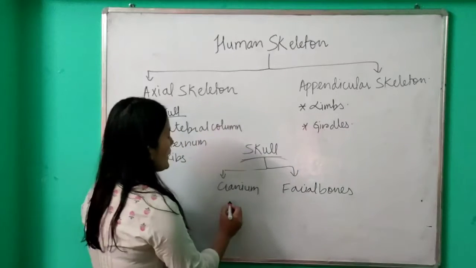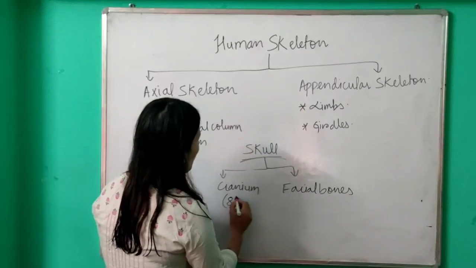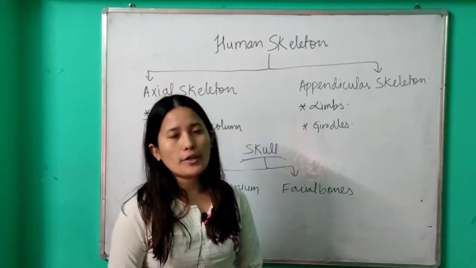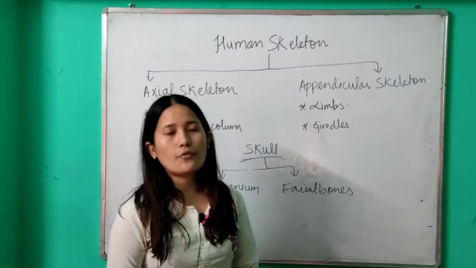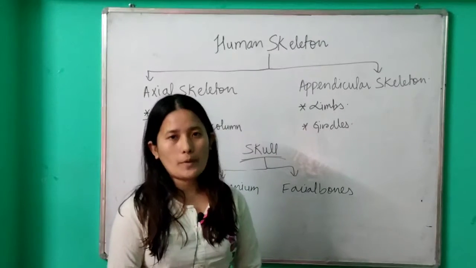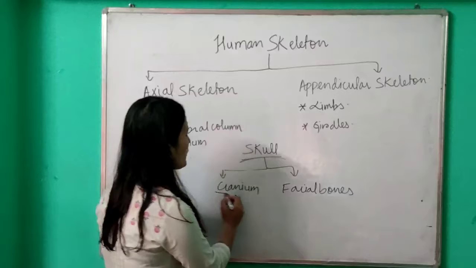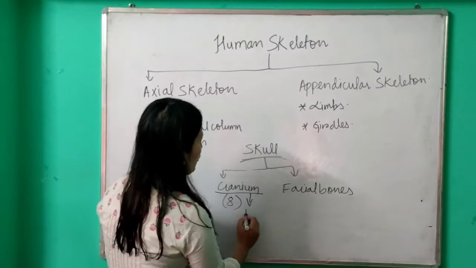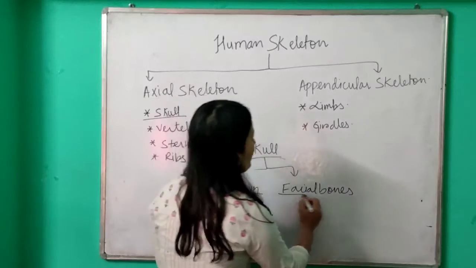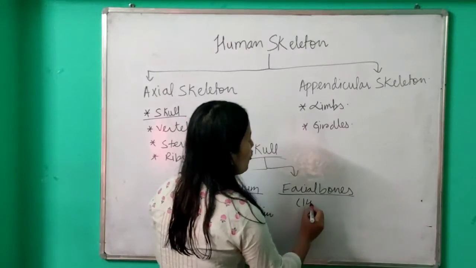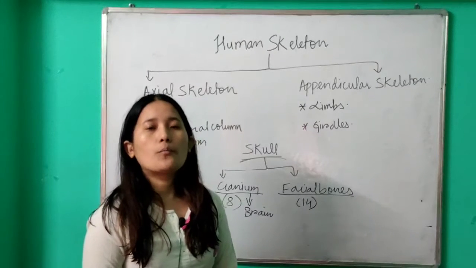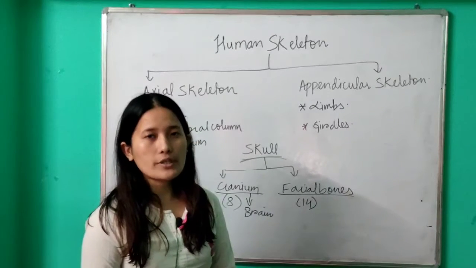There are about 8 bones in a cranium, okay, and they are joined permanently. That's why it is an example of immovable joints. Okay, so this cranium, what does it do? It protects your brain. Then you have facial bones. You have about 14 facial bones, 14 bones present in the facial region.